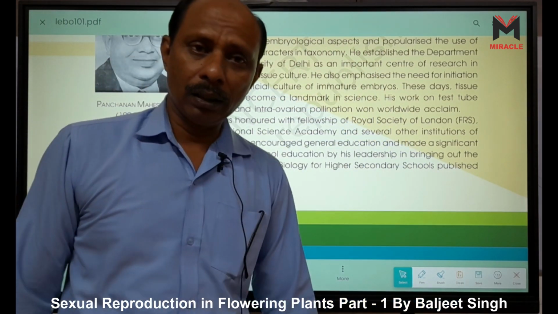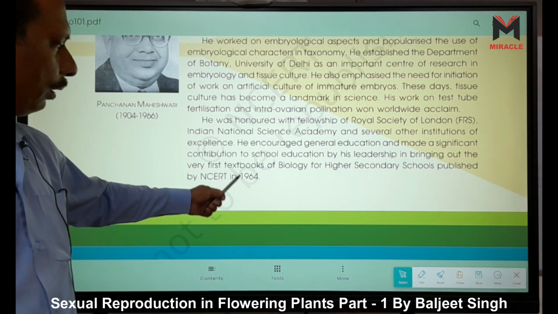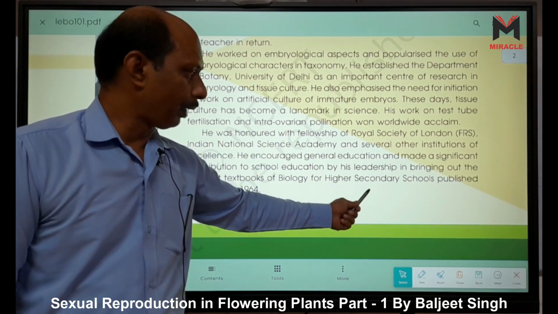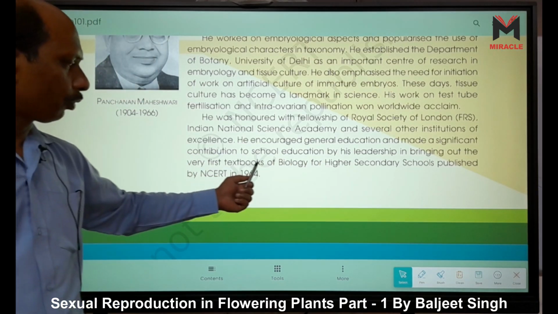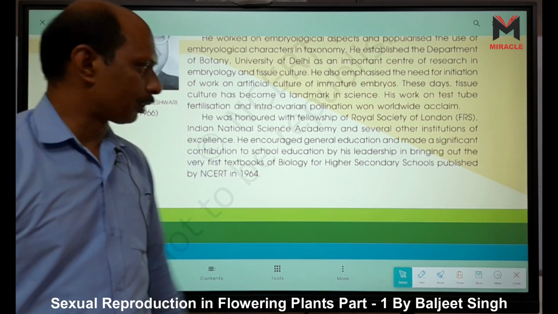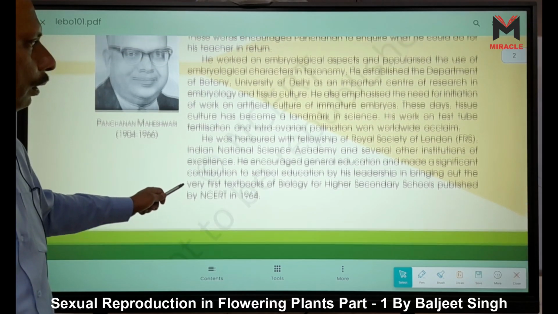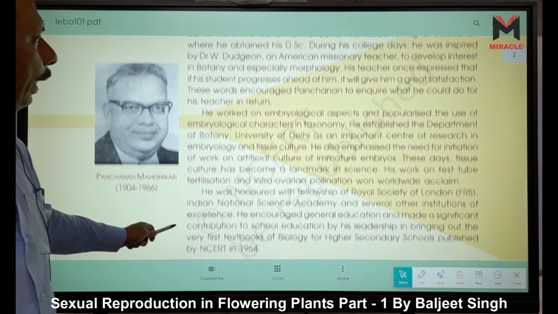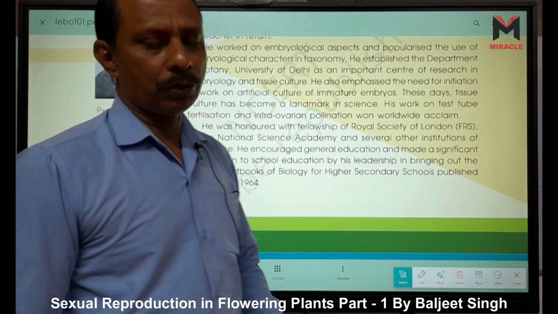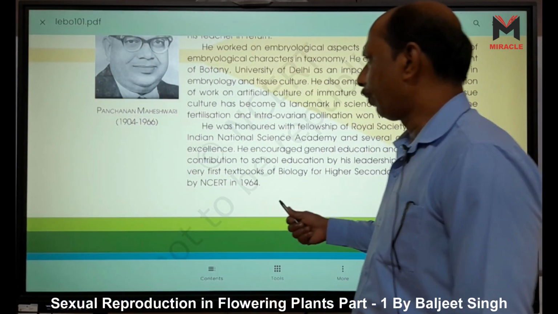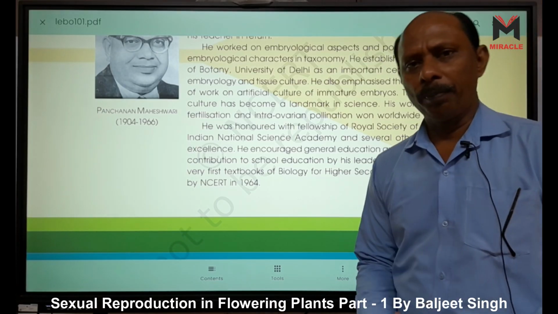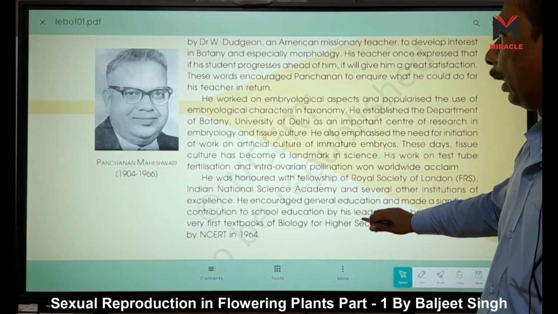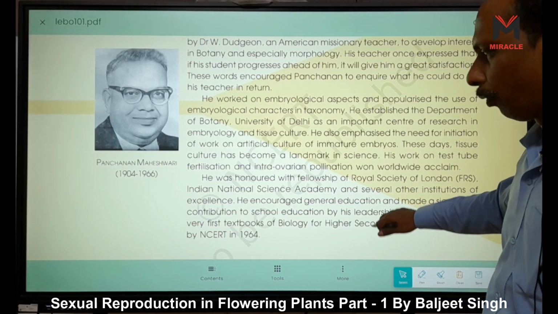This was after the Kothari Commission, right? So he is the leader in bringing out textbooks of biology for higher secondary schools. He is also the writer of Embryology of Angiosperms, that is, embryology of angiospermic plants. Panchanan Maheshwari is also considered the father of Indian embryology.